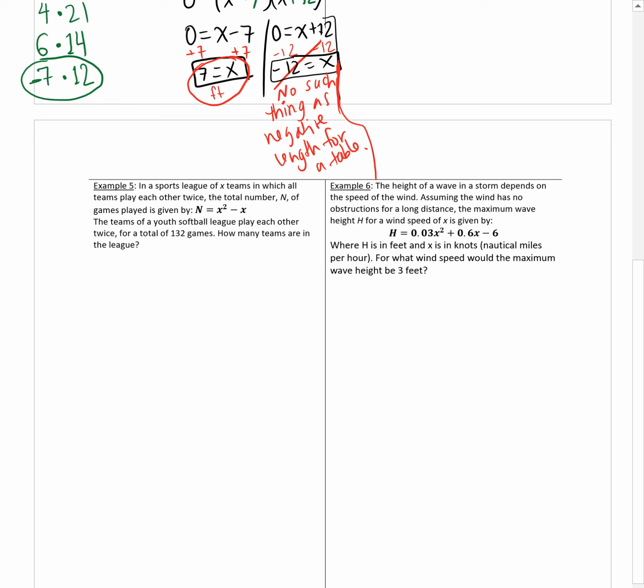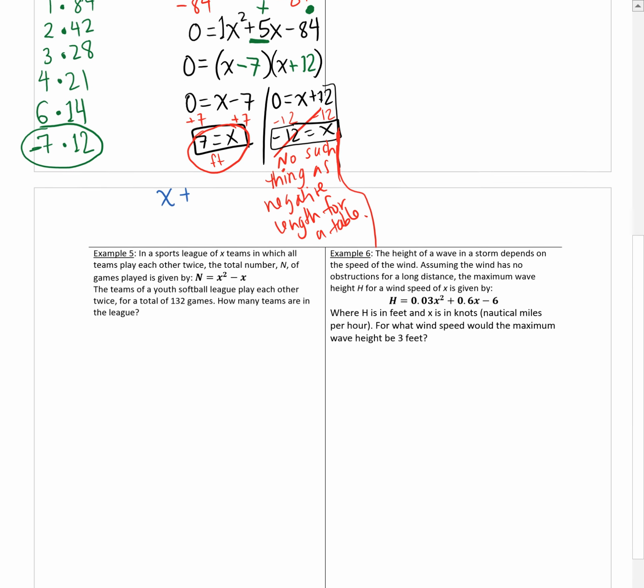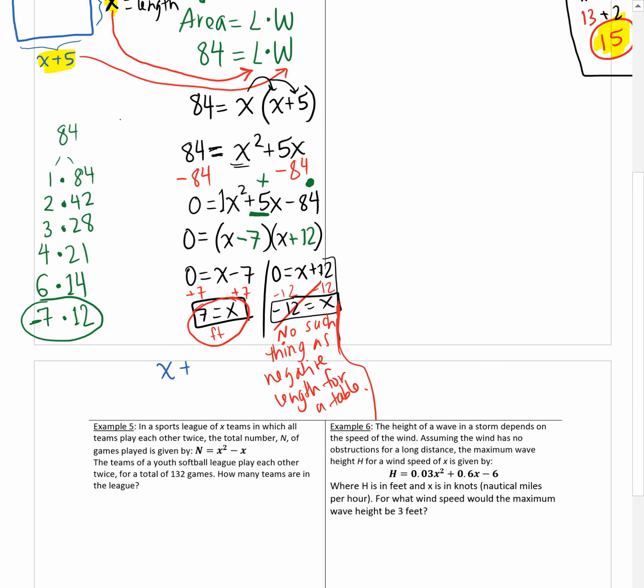Alright, that must be the winner, but they did say they want both the dimensions. So I do know the length is 7 feet, but I don't know the width. Remember, we labeled it on the picture. It was x plus 5? Is that what it was? Yeah, x plus 5. Remember this guy here. That must be the other dimension, x plus 5. And since we know x, it's 7. It's 7 plus 5. So 7 plus 5, that's 12 feet. Okay.